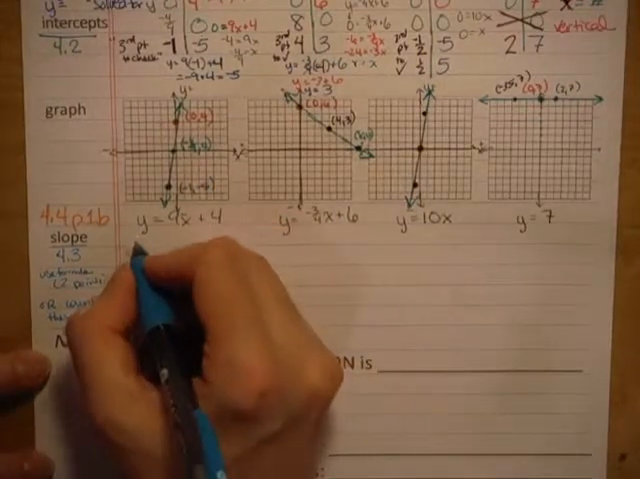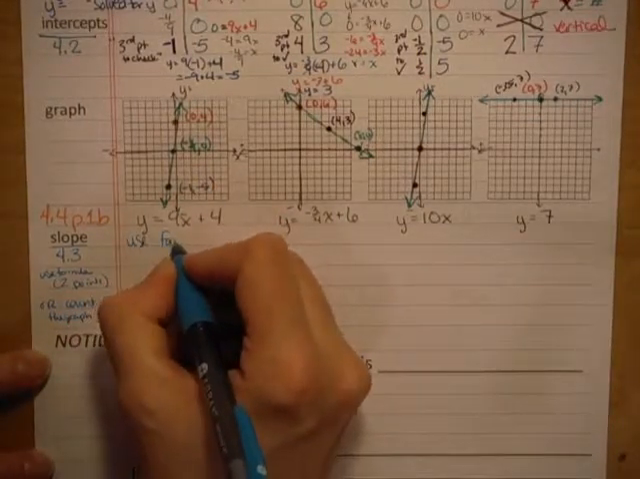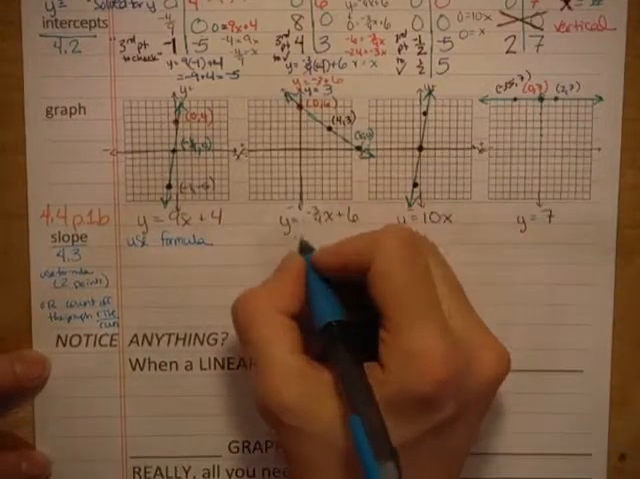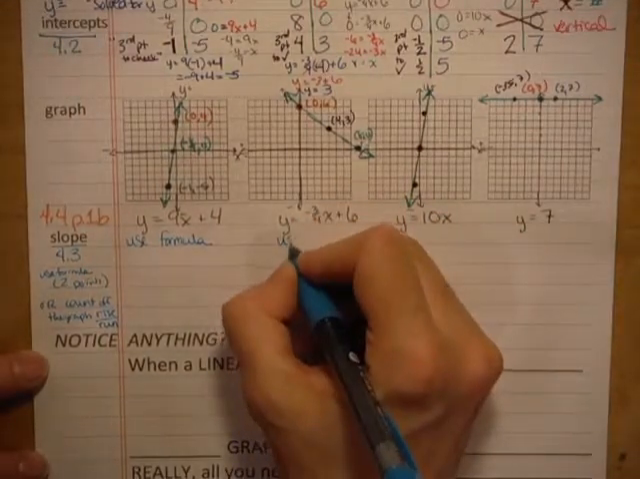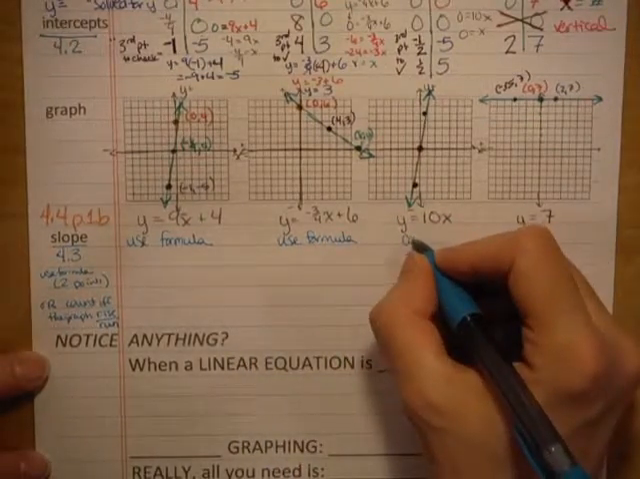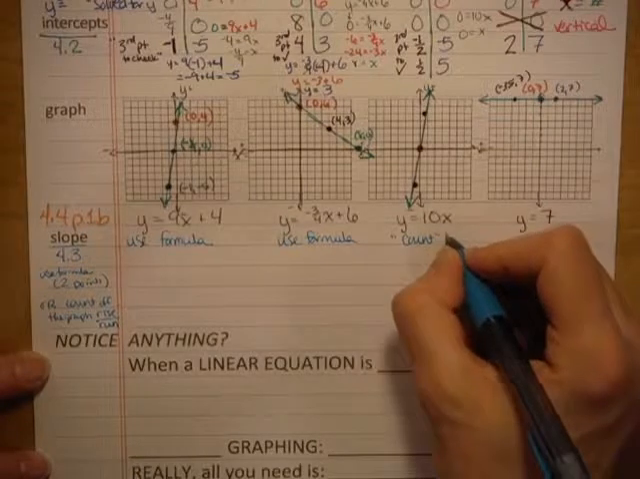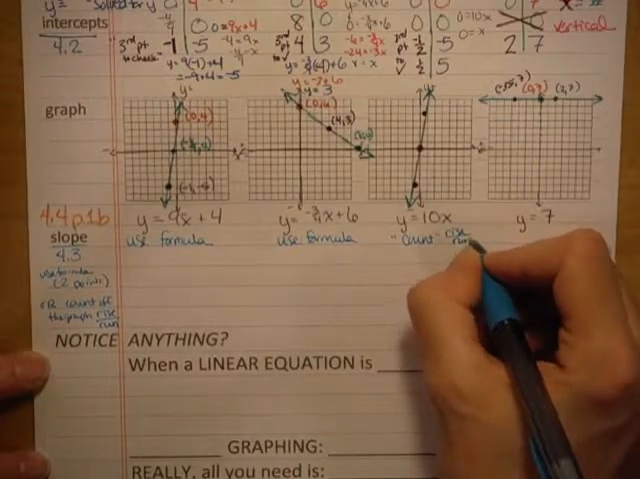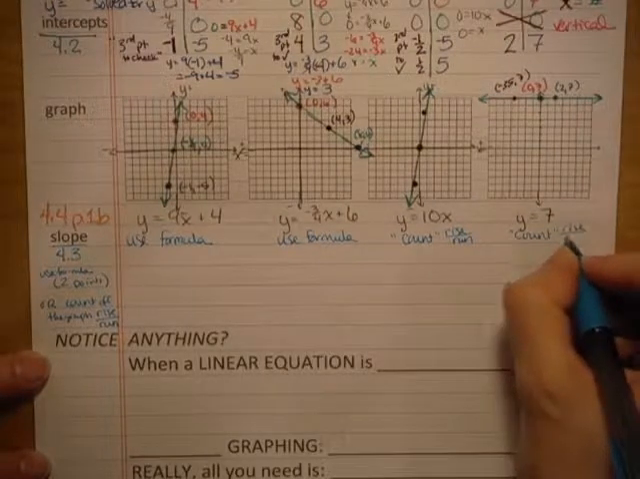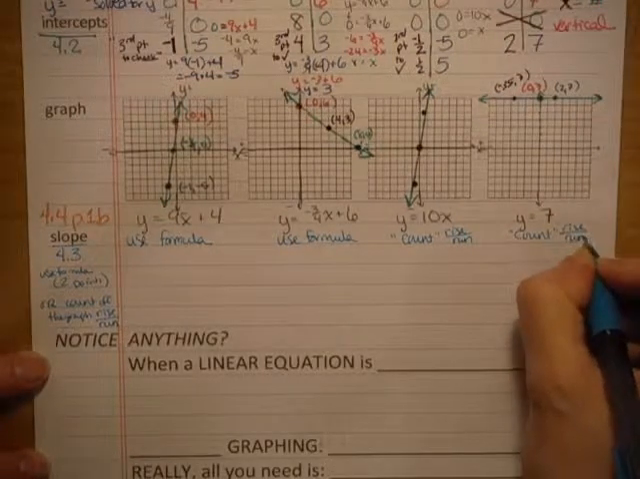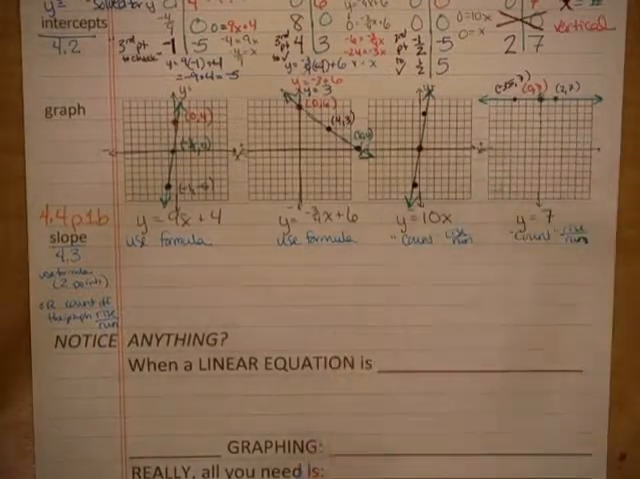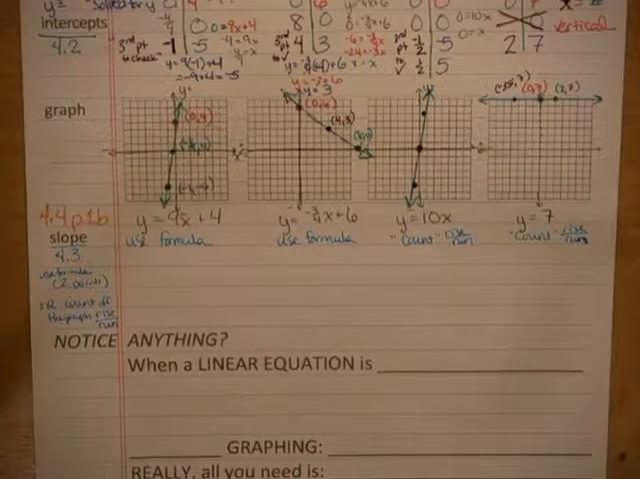So let's go ahead and use the formula for the first one, and let's use the formula for the second one, and then we will count off the graph using rise over run on the third and fourth one. Or, since the fourth one is horizontal, you might have that memorized now. There's a slope that always goes with horizontal lines. There's a slope that always goes with vertical lines. So we'll review that again when we get there.